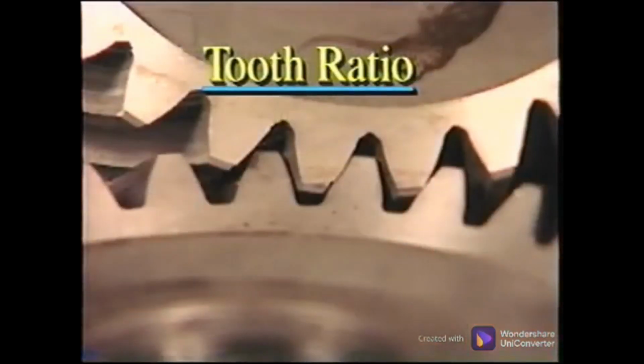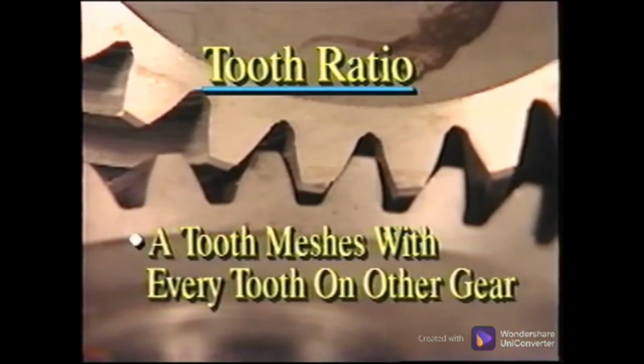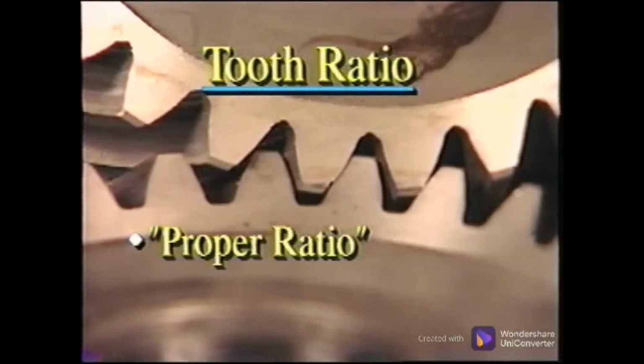Another important design factor is the ratio of the teeth on the meshing gears. A gear should have a number of teeth that would cause a single tooth on the first gear to contact every tooth on the mating gear. When this is true, the gear set is said to have a proper ratio. Any imperfections in a tooth will transfer to all teeth rather than imprinting just a few teeth with the defect.